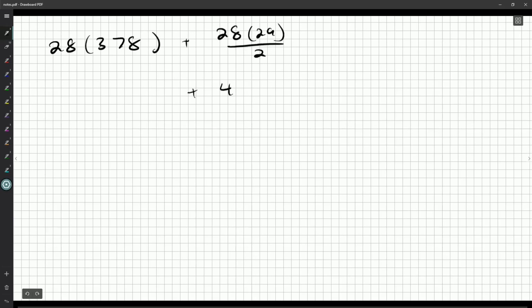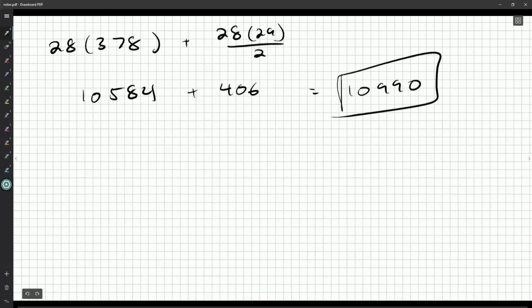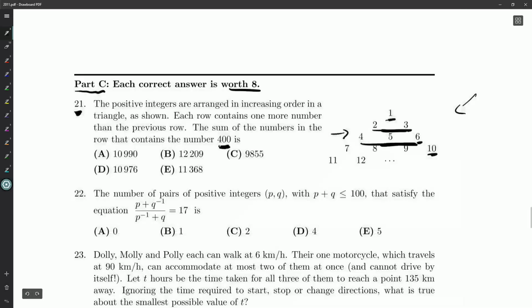So, 406, and then we have 28 times 378, which is 10,584. Add them up, and we get 10,990, and that should be our answer to question number 21. 10,990, and that is an answer of A.